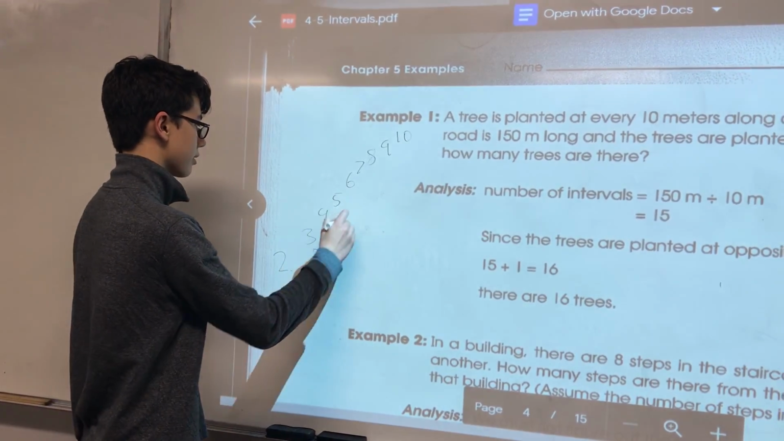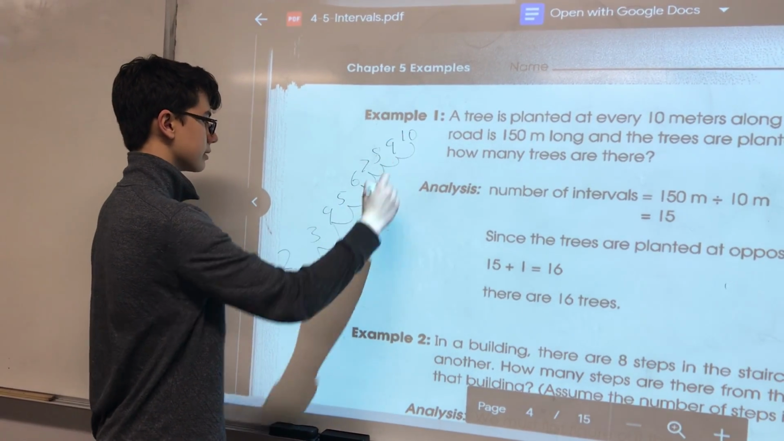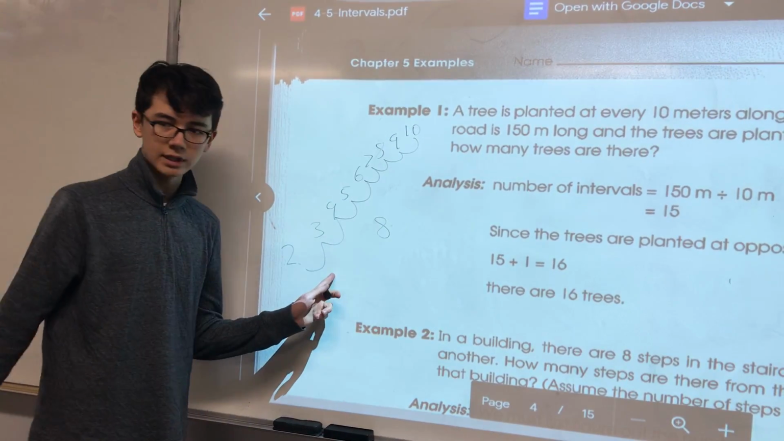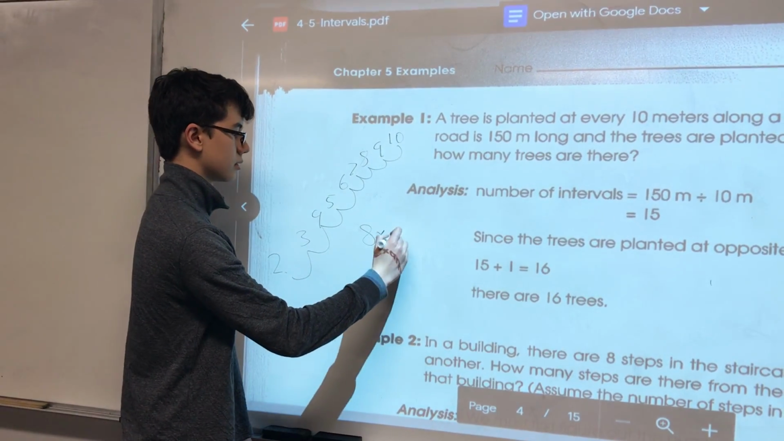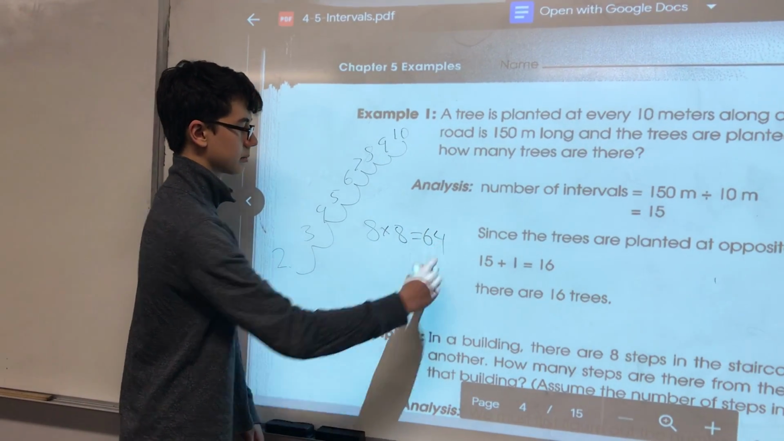So we have 1, 2, 3, 4, 5, 6, 7, 8. So there are 8 floors that we have to go, and then 8 steps in each floor. We have 8 times 8, 64. Yep.